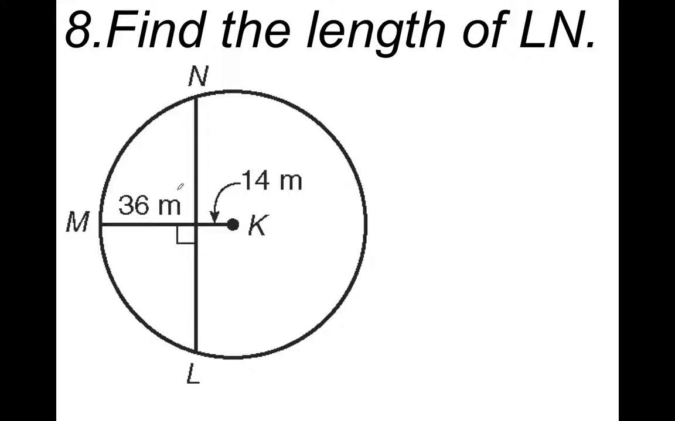Well, when I look at this problem, notice that MK is a radius, and the one thing we know about MK is that it is split into two parts. One part is 36 meters and the other part is 14 meters. So that means that my radius is equal to 50 meters.